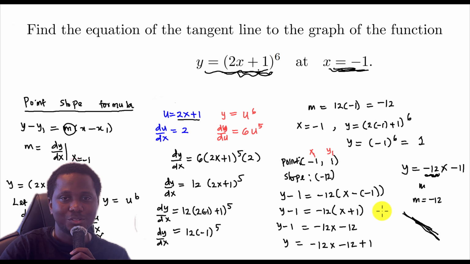Alright, I hope you now know how to find the equation of tangent line to a curve at a particular point. And how do you do that? First of all, you take the derivative of the function to find the slope at that particular point by substituting the x point. Then after that, you find the corresponding value of y at the given point. You can now go ahead and use your point slope formula.